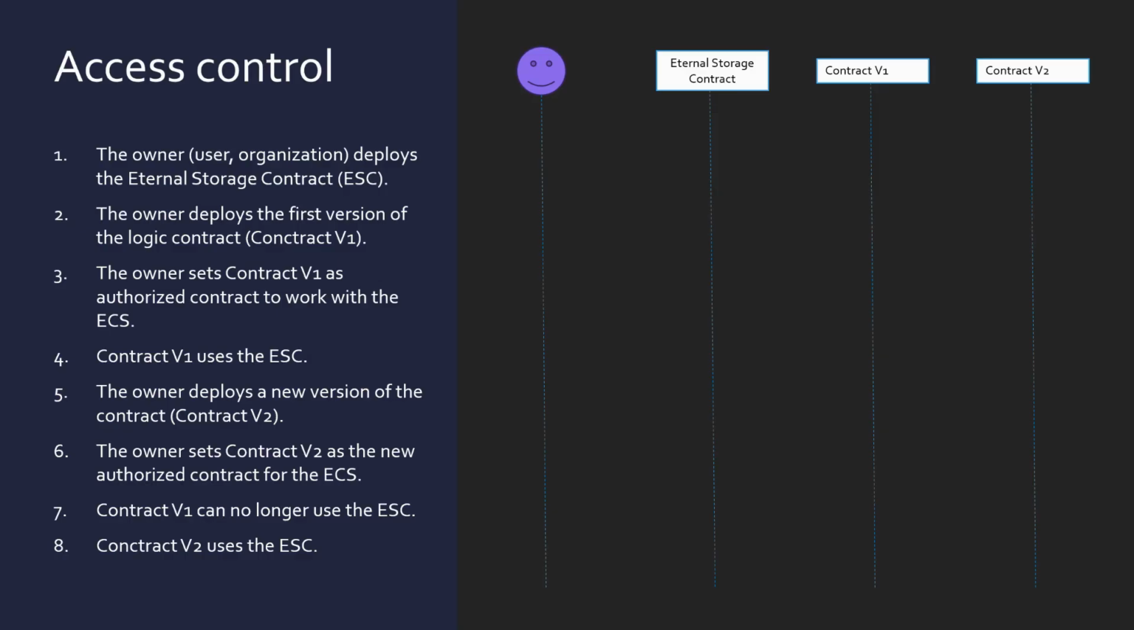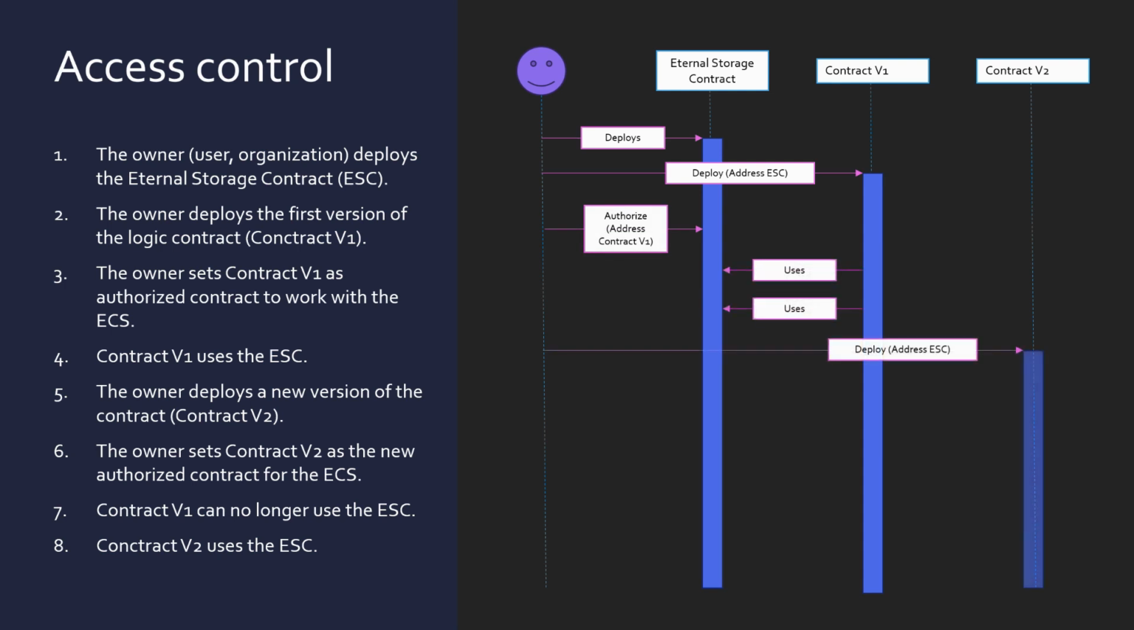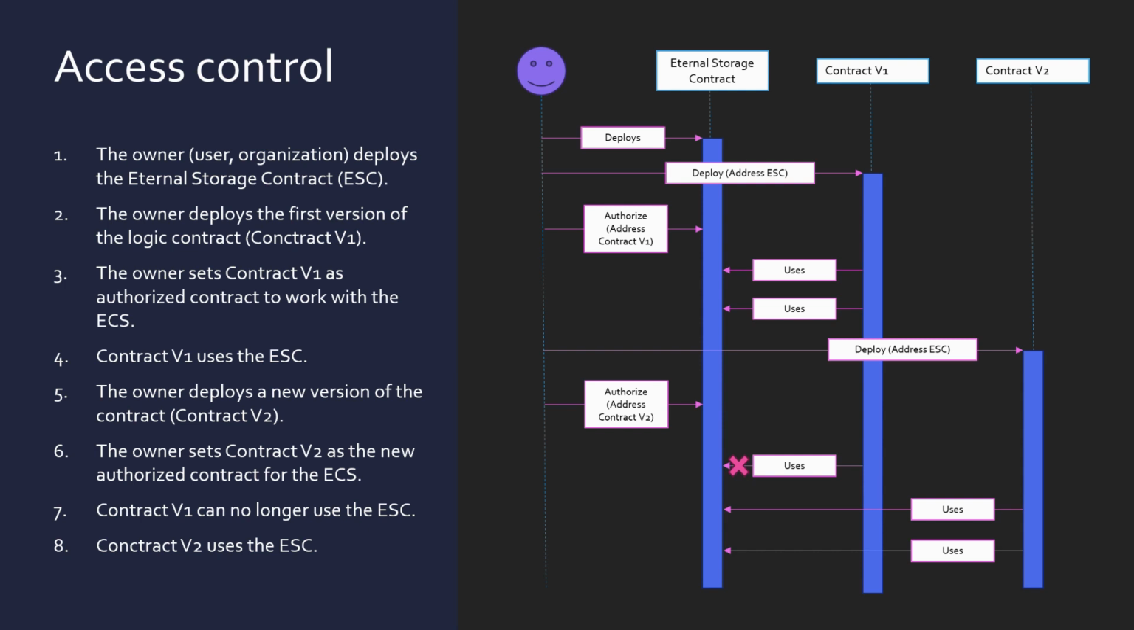This is how the workflow goes. The owner, a user or organization, deploys the eternal storage contract. She then deploys the first version of the logic contract, v1, passing the address of the eternal storage contract as parameter. Then, the owner sets the recently deployed contract as authorized contract to work with the eternal storage contract. From this point on, the v1 logic contract can work with the eternal storage to save data.